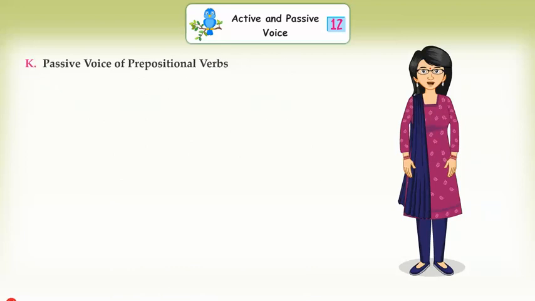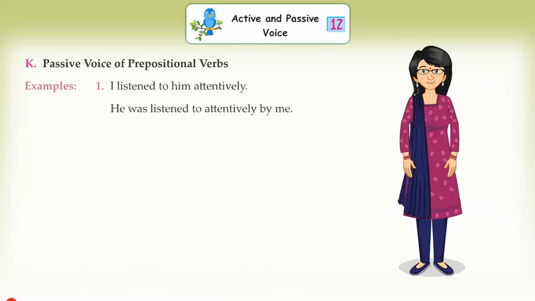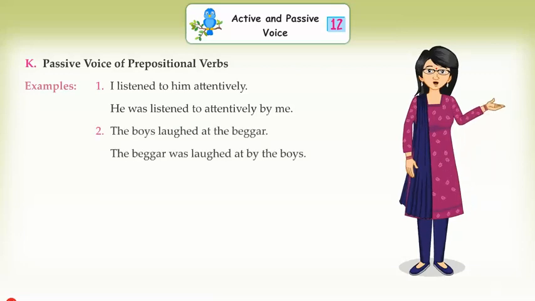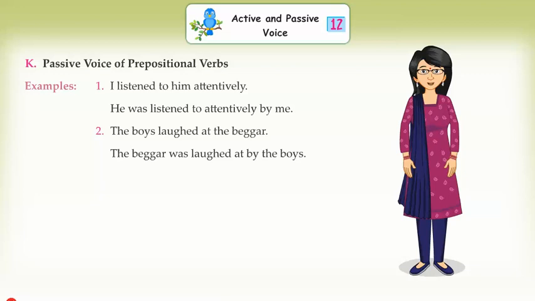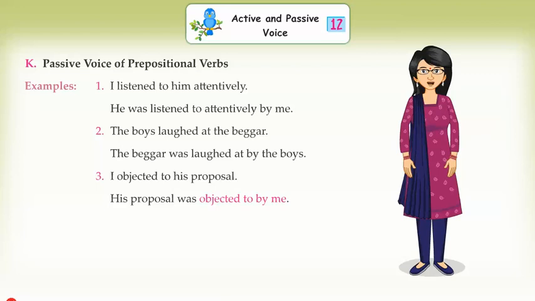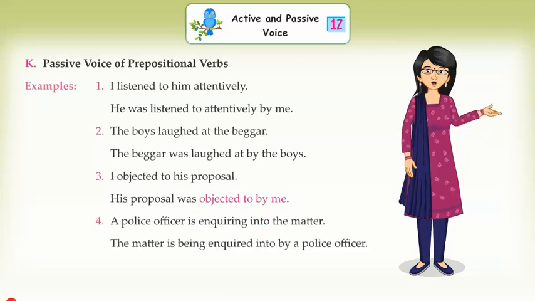K. Passive voice of prepositional verbs. Examples: 1. I listened to him attentively. He was listened to attentively by me. 2. The boys laughed at the beggar. The beggar was laughed at by the boys. 3. I objected to his proposal. His proposal was objected to by me.